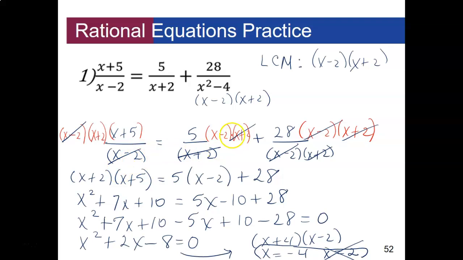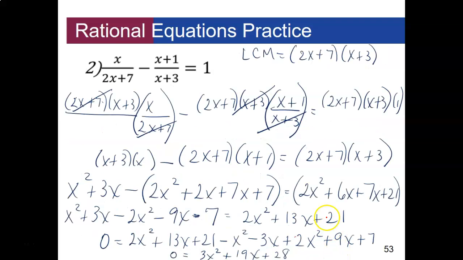You can factor the common factors off, and then you're left with a quadratic. This particular quadratic does factor, and then you do end up having to throw the 2 away because it will not work for you with that one. The next one here, your least common multiple would just be the 2x plus 7, the x plus 3. Multiply each part by that least common multiple, and then cancel your denominators. Multiply together what's left.